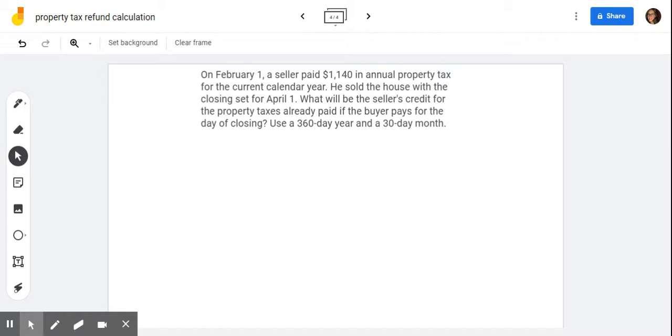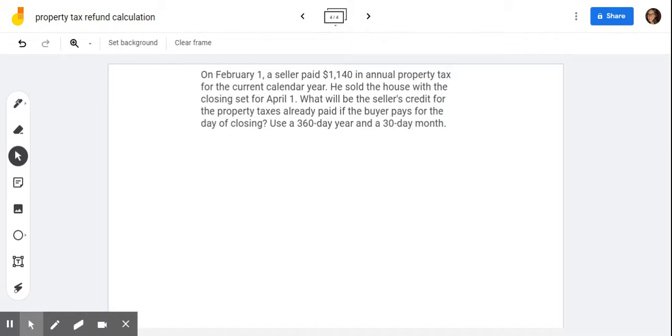Okay, so it says what will be the seller's credit, the money that he's going to get back for the property taxes already paid, if the buyer pays for the date of closing. So they do that because you're closing on April 1. So they're not going to include that he doesn't technically own the house as of that day. So the buyer will pay that.